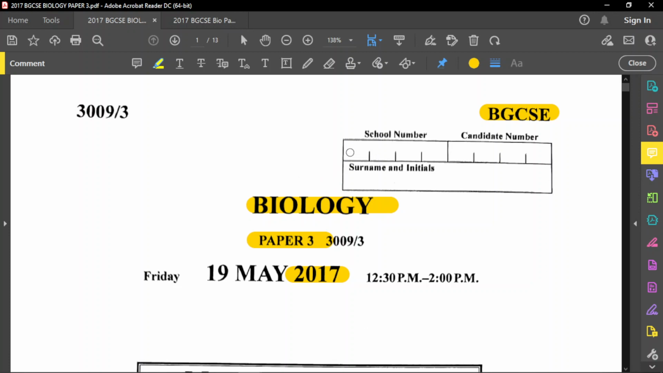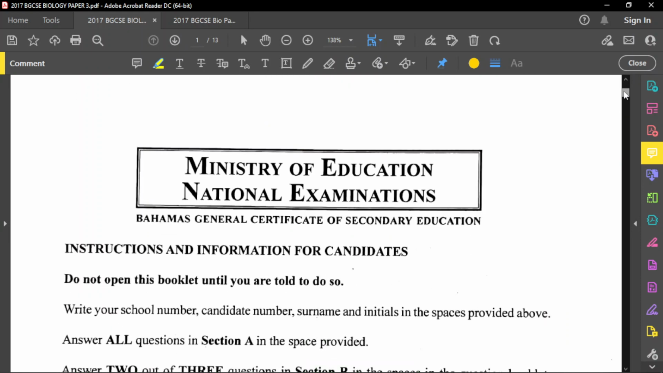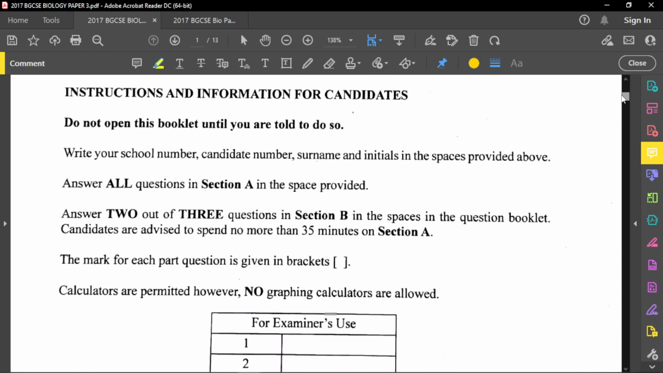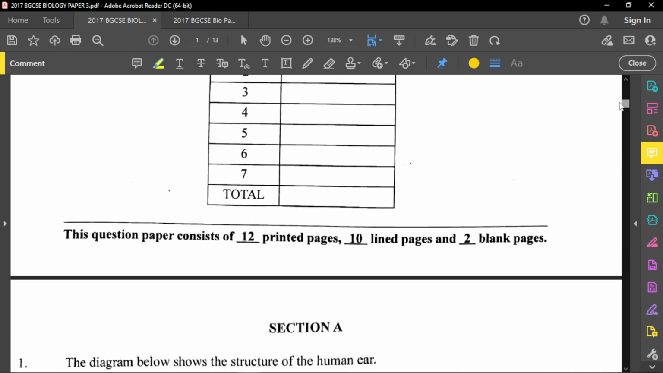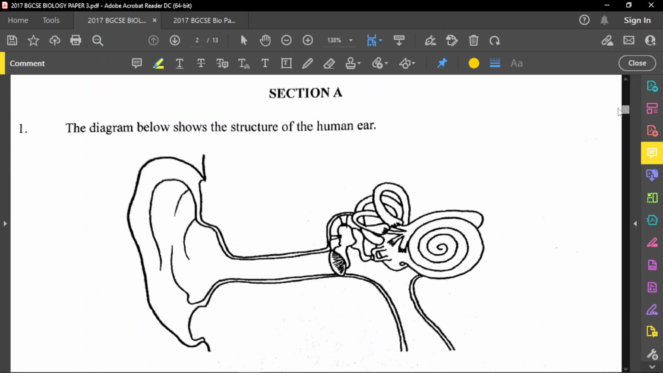However, again, remember to write your school number. Always remember to do that. Your candidate number is important, your surname, and also your initials. Those are very important information to write in before you start the examination. Again, read through all instructions carefully. Ensure that you understand all instructions. And if you have any queries, please clarify those with your examiner.